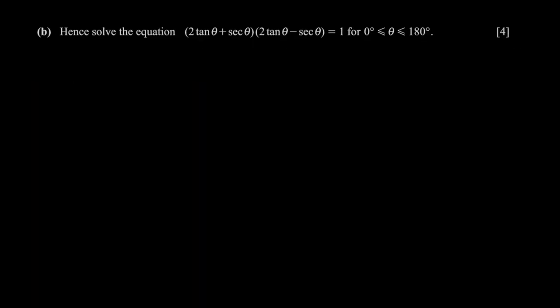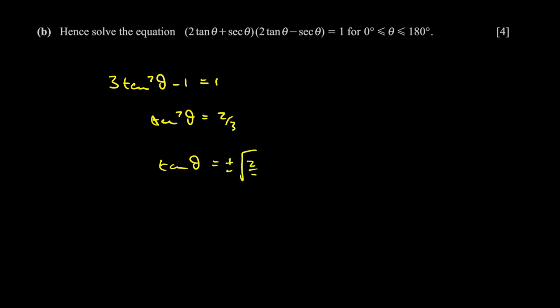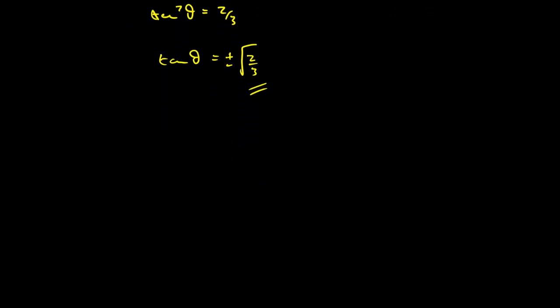So part B, hence solve this equation is equal to 1. Well, that means we're solving 3 tan squared theta minus 1 is equal to 1. That's what the word hence means. We've got to use the result from the previous question. And so rearranging that, tan squared theta is going to be equal to 2/3. And so therefore tan theta is the square root of that, which is plus or minus the square root of 2/3. Now, how are we going to solve an equation like this?